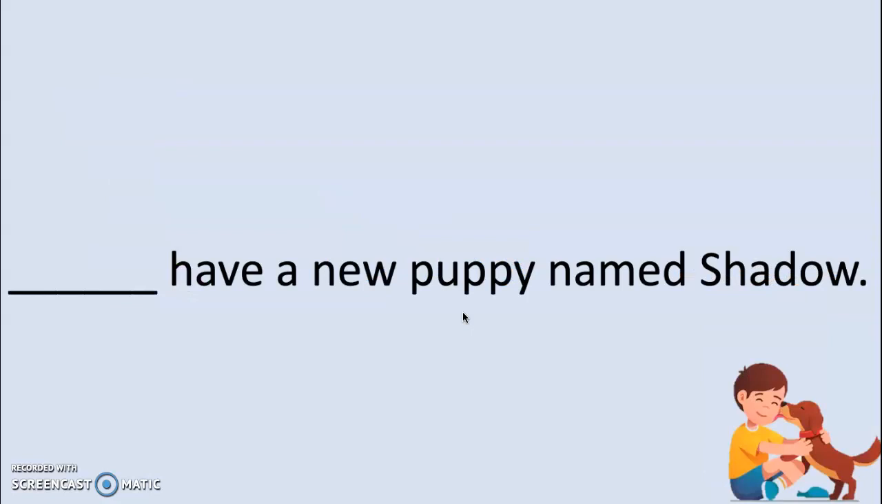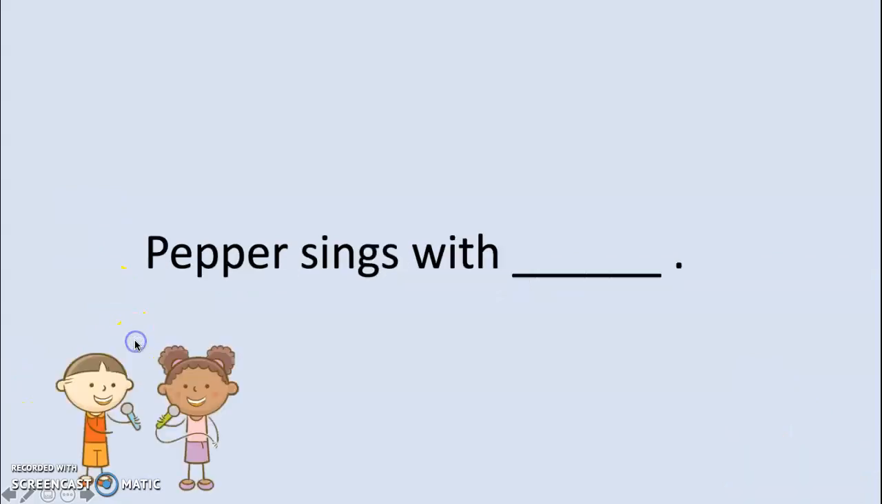Please read this example out loud. It says, "___ have a new puppy named Shadow." So what pronoun could you use here to complete the sentence? You could say, I have a new puppy named Shadow. Do you see how it's capital? And do you see how I is the subject of this sentence? Let's look at another example.